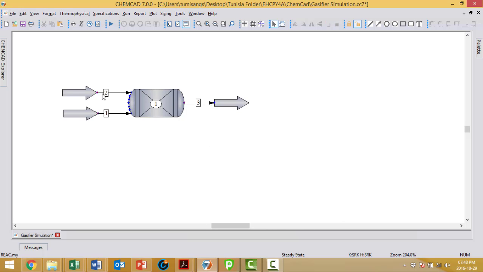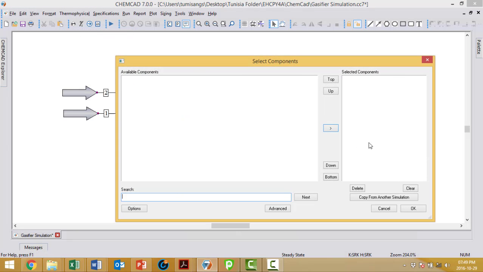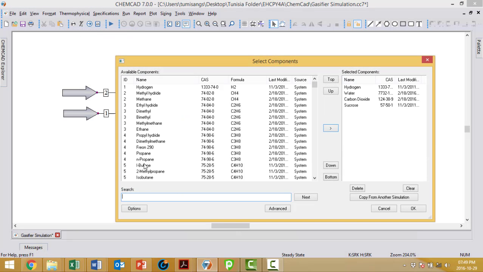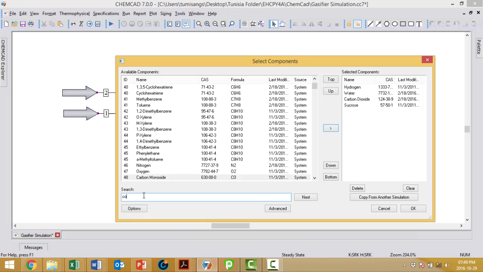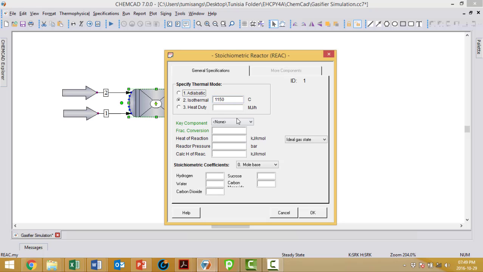Let us just cancel and look at our components. How did we miss carbon monoxide? Yes, we don't have carbon monoxide. Let's just go CO. There it is. Then we can edit. That's okay. We go back to our reactor. It's 1150, and then key component is still sucrose. Fractional conversion is 1, and then we have to bring our stoichiometry here so that we can enter it correctly.